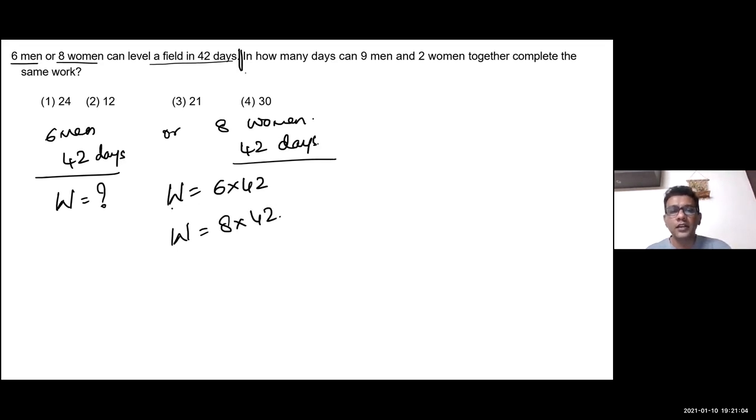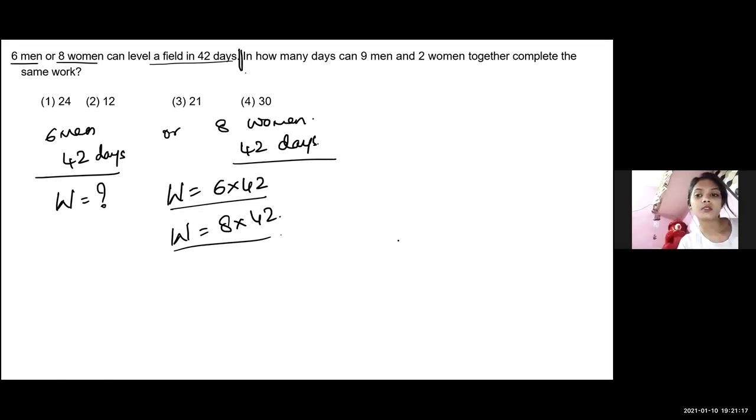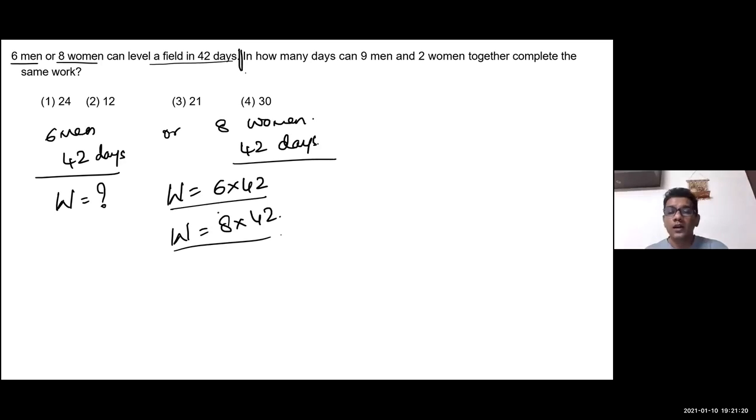Do you realize that the work is different? And do you know why? Can you tell me why the work is different? Work is different because in one category, I am considering only the men, and in the second category, I am considering only the women. Did you understand this? You will not mix the two of them. Clear?